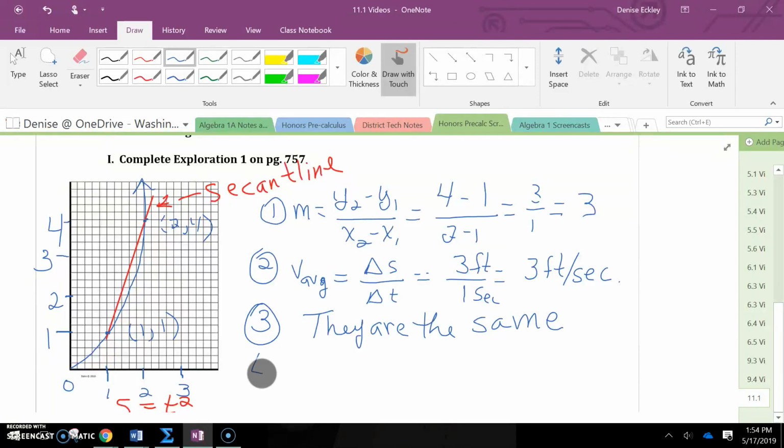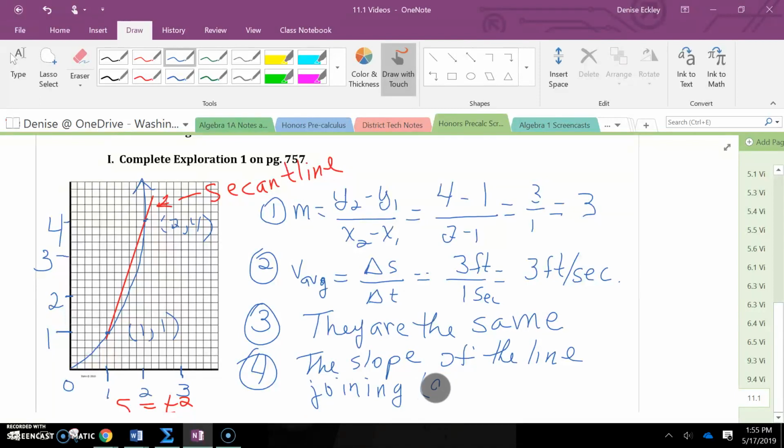And then finally, our last question is, in general, how could you represent the average velocity of the ball over the time interval geometrically? And as I said, it is the slope of the secant line, so the slope of the line connecting these points, joining any point A and its function value with any point B and its function value. And that's exploration 1.